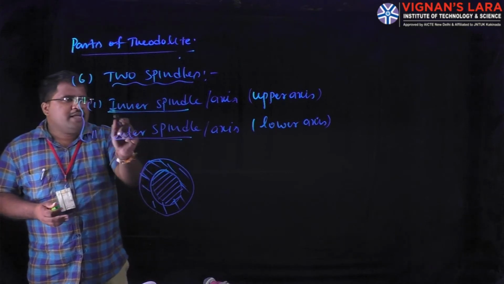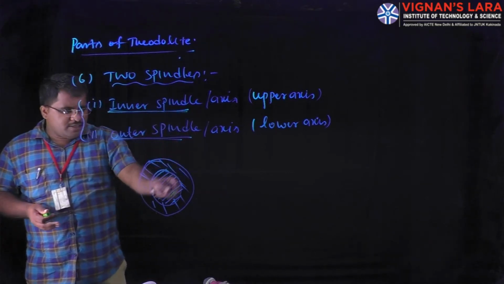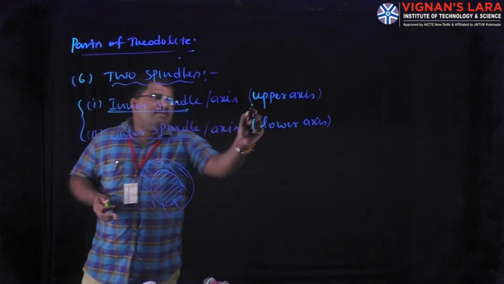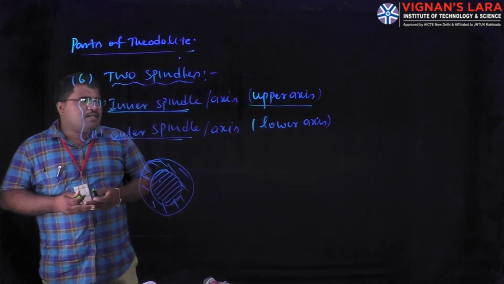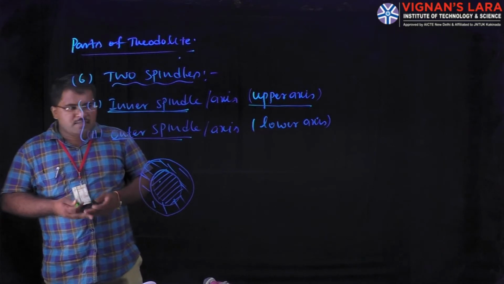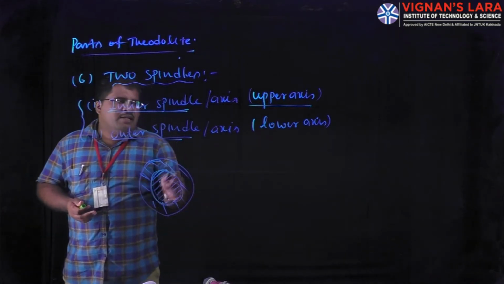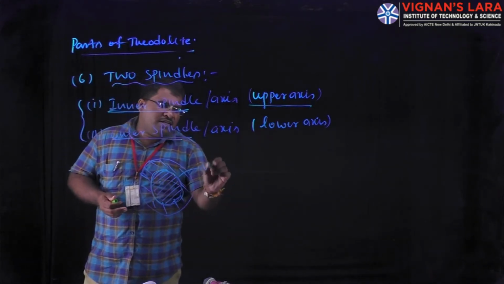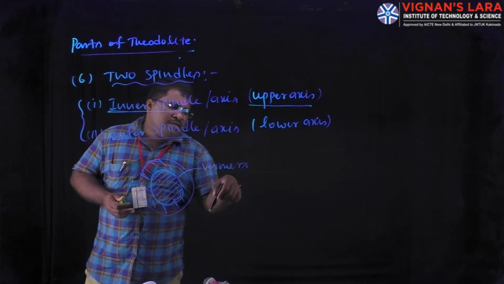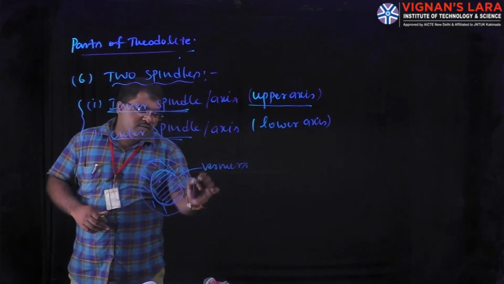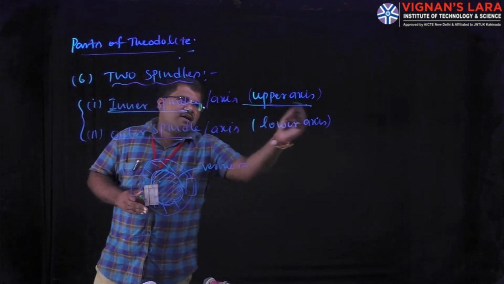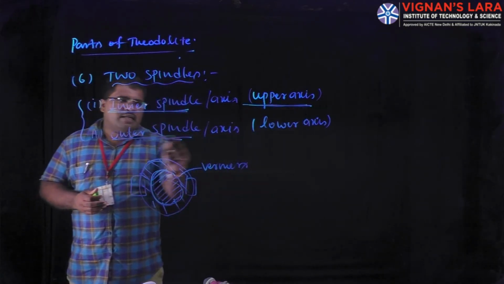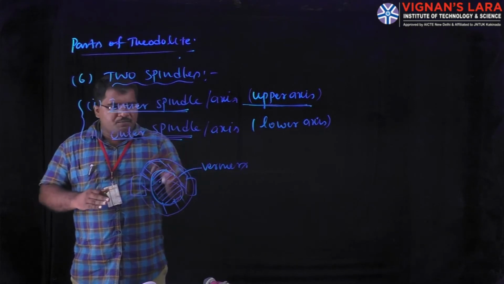The inner spindle is on the inside. It is also known as the upper axis, since the inner spindle has the verniers, one vernier on this side and another vernier on the other side. That's why it is called the upper axis. The outer axis moves over the inner axis.